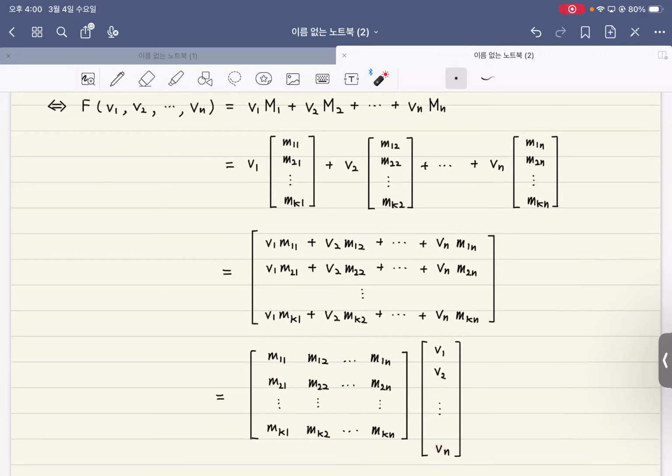So therefore, once you are able to find this k by n matrix, then computation of a linear function turns out to be just tedious and very repetitive algebra. Isn't it great? I mean, there is actually nothing to think of.